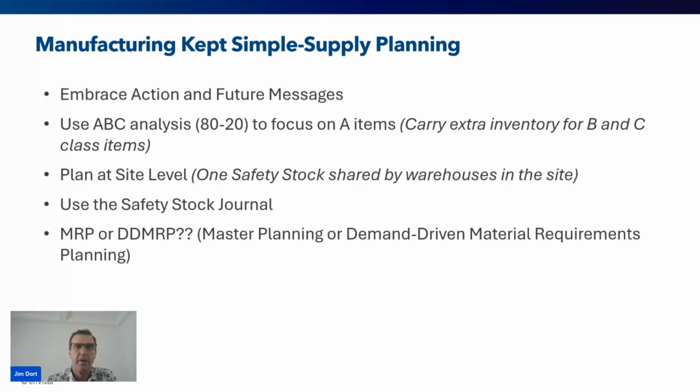So embrace the action and futures messages. I think the message there would be start simple and build into it. Start with one or two items that are key and that you need to manage. Figure out how the action and futures messages work, and then expand it out into the other items. Use ABC analysis. So the old 80-20 rule. Focus on the items that drive the most of your volume and or profit.